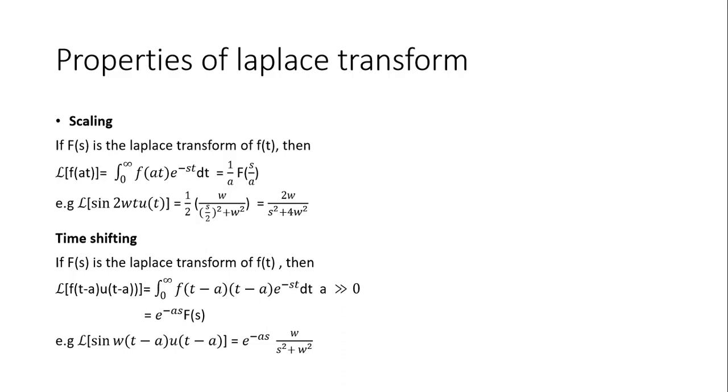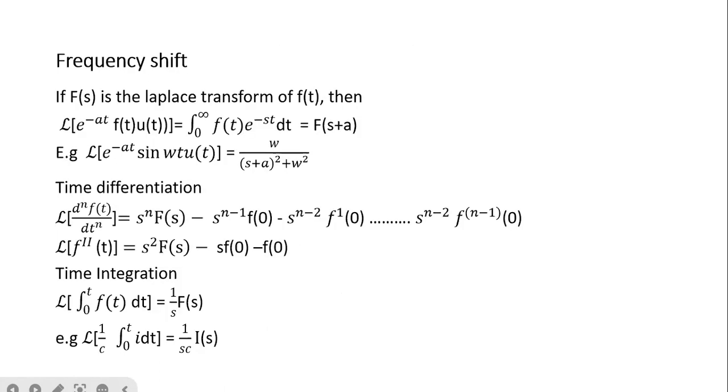Okay, let's look at other properties. Now we look at frequency shift. If F of x is the Laplace transform of f of t, then the Laplace transform of this will be equal to this. Now, what are we trying to say? If we have an exponential multiplying a function in the time domain, this is the function in the time domain, and an exponential of this form is multiplying it.